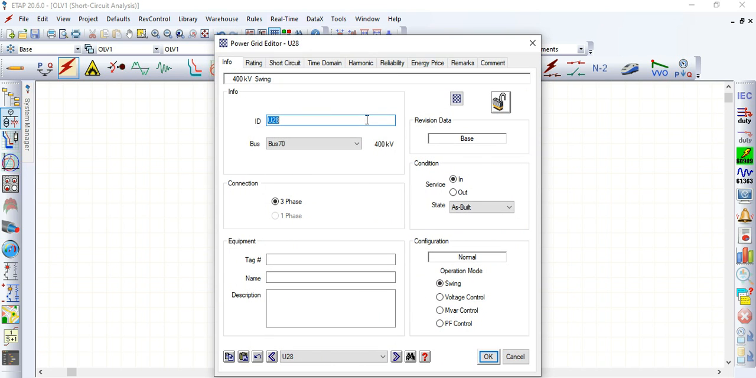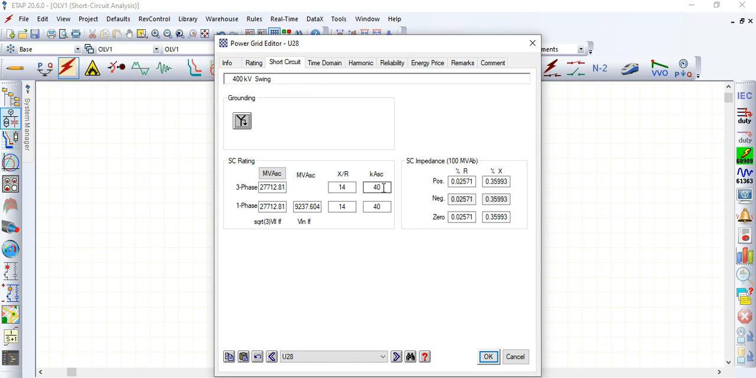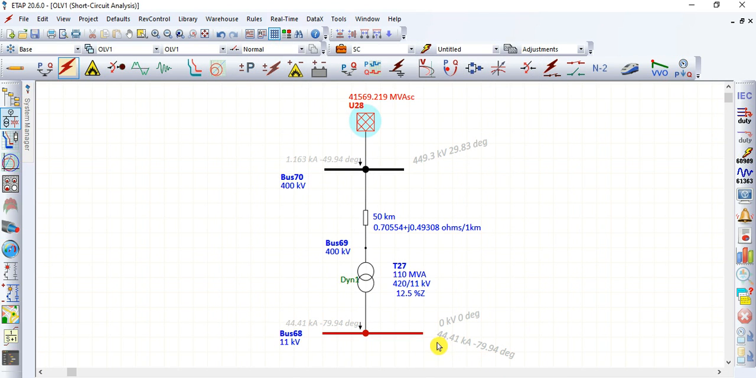Now let's again change the short circuit current. Instead of 40, let's change as 60 kiloampere. Let's change another 20 kiloampere we are increasing. So considering 40 kiloampere, it is 44.4 kiloampere. Now let's run this once again. So it is now 44.821. So it is even less than 1 kiloampere.